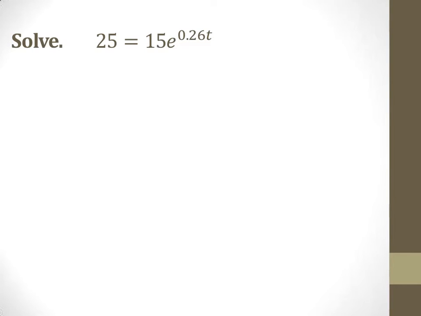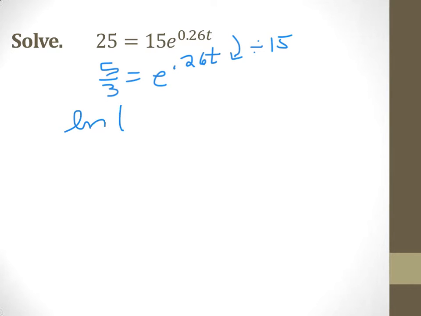We need to convert from exponential to logarithmic, and to do that we're going to divide by 15 first. 25 divided by 15 is 5/3. On the right we get e to the 0.26t. You don't have to carry that 0. The 0 is to remind you not to lose your decimal place. Now we need to go ahead and convert. Natural log of 5/3 is equal to 0.26t.